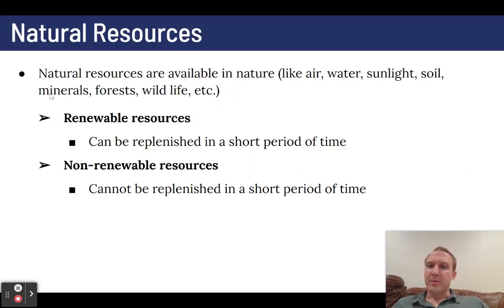To refresh our memory, natural resources are resources that are available in nature, right? They're not things that humans make, they're things that humans use, like air, water, sunlight, soil, minerals, forests, wildlife, etc. And there's two different types primarily. Renewable resources can be replenished in a short period of time. And by short, we mean about a human lifespan, about 100 years. Or non renewable resources cannot be replenished in a short period of time.